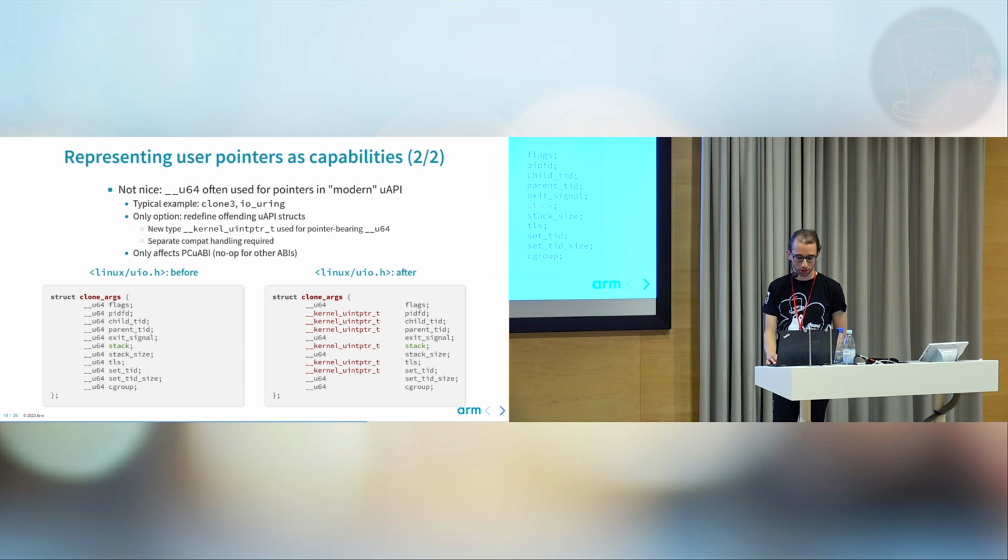That's a different matter. What is less nice is that __user is not the only way to represent user pointers. Sometimes they're put in other things, often in u64, especially in newer UAPI aspects. So typically clone3 or io_uring, the entire subsystem, uses u64 to represent pointers. That's not nice because that doesn't work for us. So we have to redefine the structs essentially to use a new type that can represent a capability. And that is backwards compatible, that doesn't affect other ABIs. And of course that means we need to have separate compat handling, because the reason why it's a u64 to start with is that you don't have to do compat. It's the same size in any ABI, well now it's not anymore because there's no other way, really. So that's just the change of the UAPI header before and after for clone_args, the clone3 struct.